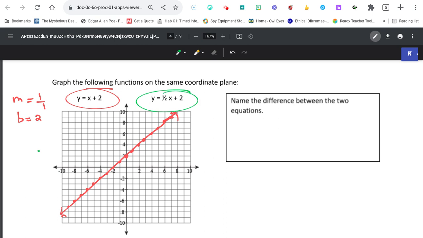Take a look at this one. Here the slope is 1/2 and the y-intercept is 2. So same y-intercept. The slope is up 1, right 2. Or we can go down 1 and left 2. And let's graph this one.